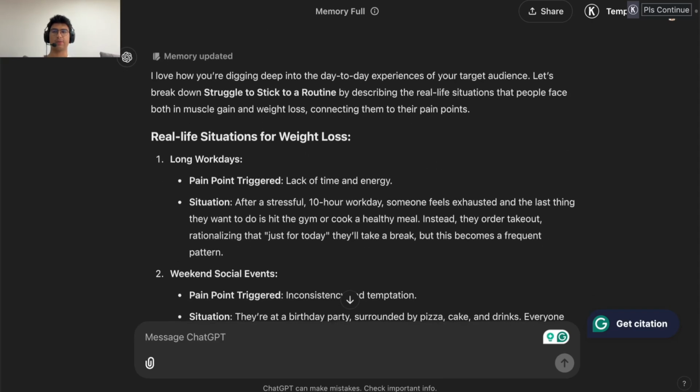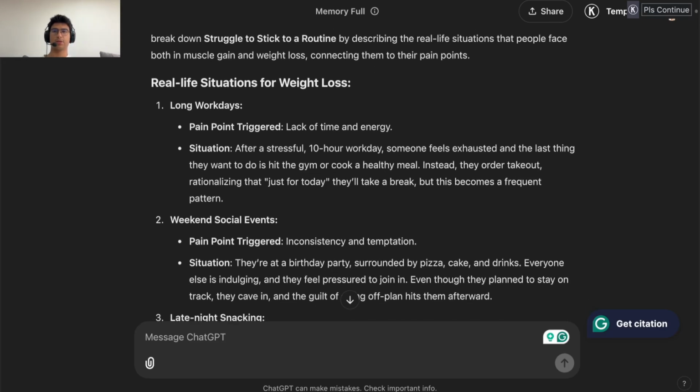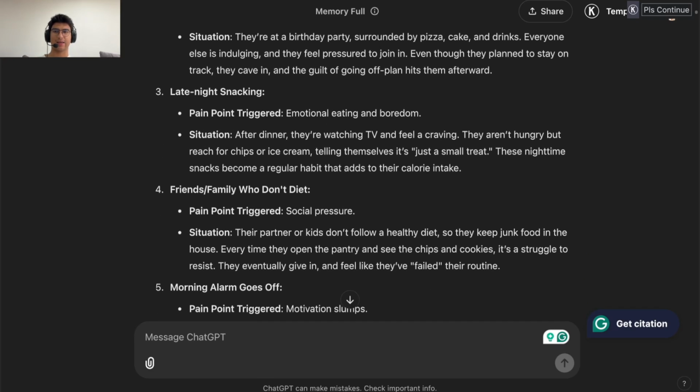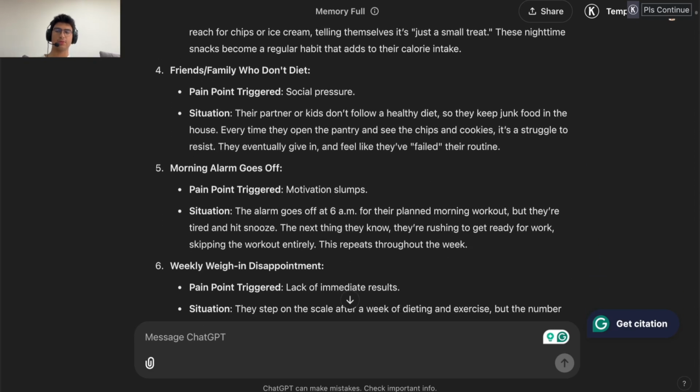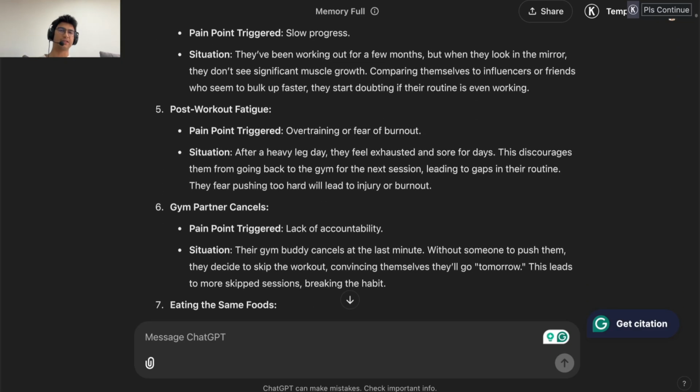So here's what it tells you. Okay, real life situations for weight loss, long work days, and it gives you the specific situations. So after a stressful 10+ hour work day, someone feels exhausted, and the last thing they want to do is hit the gym. Weekend social events, late night snacking, friends, family who don't die, and morning alarm goes off, and so on. All of this, guys.